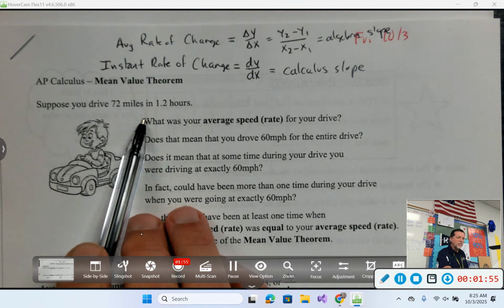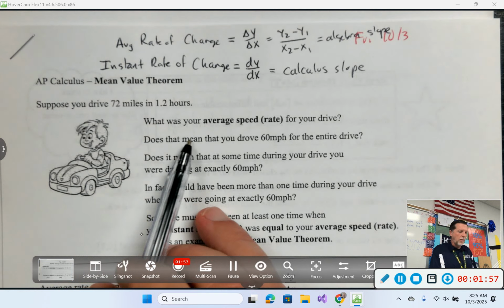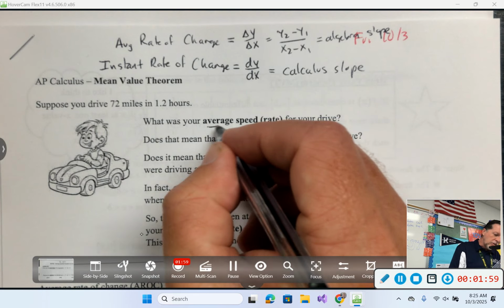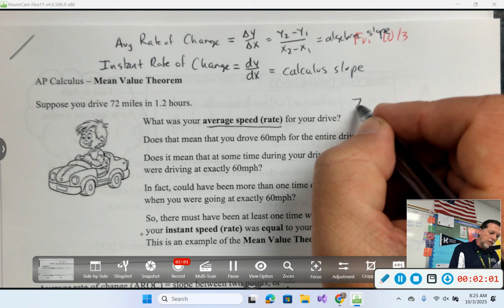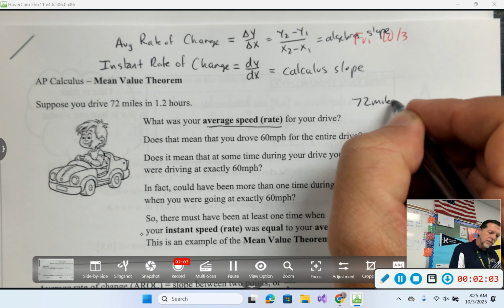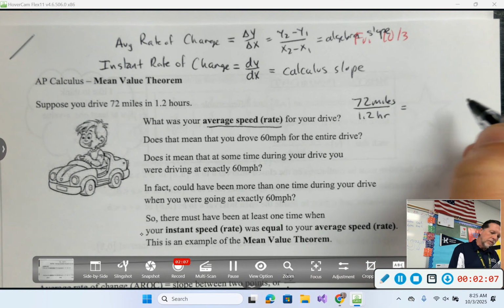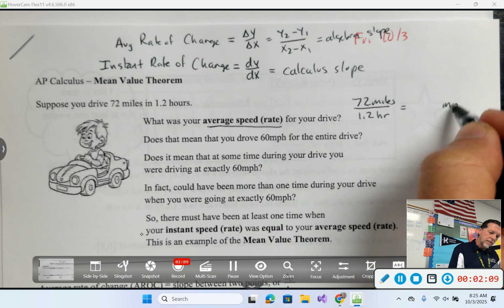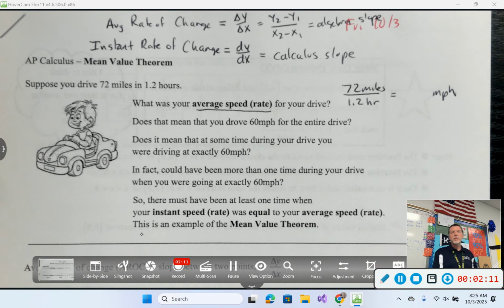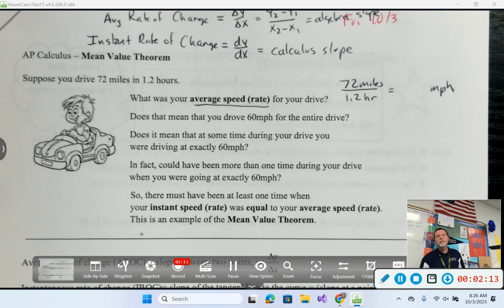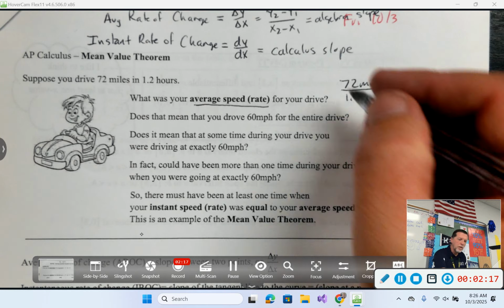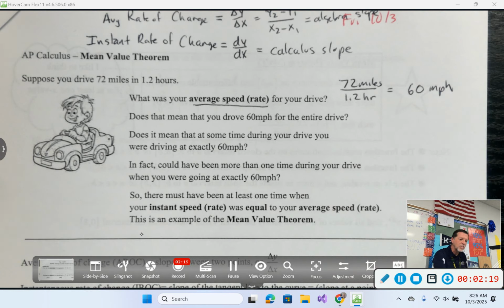Okay, suppose you drive 72 miles in 1.2 hours. What was your average speed? So you went 72 miles in 1.2 hours. It will definitely be miles per hour. I feel like we should have just picked something easier, but 72 divided by 12 is 6, so this is 60 miles an hour. Average speed, 60 miles an hour.